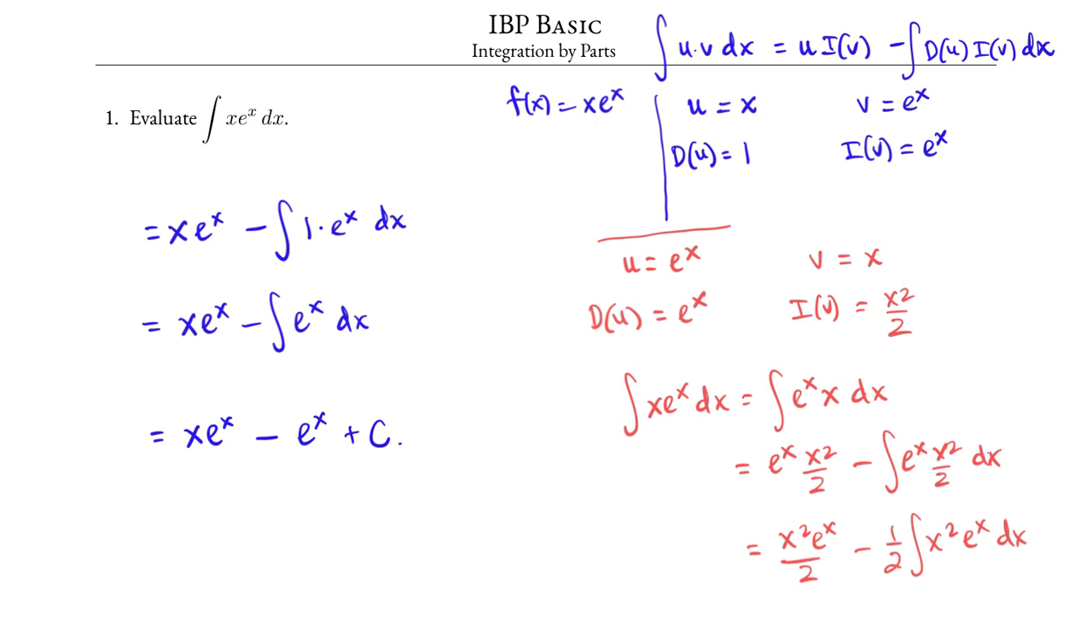This means our choice of u and v is not convenient, meaning it does not lead to a desirable or a simpler outcome. In this case, we then choose the alternative for u and v. U is therefore x, and v is e to the x.